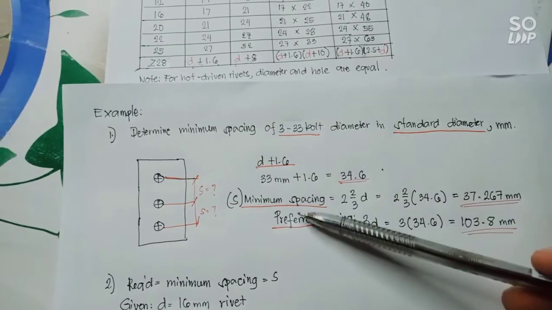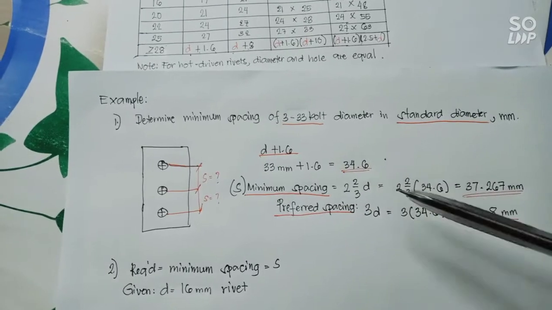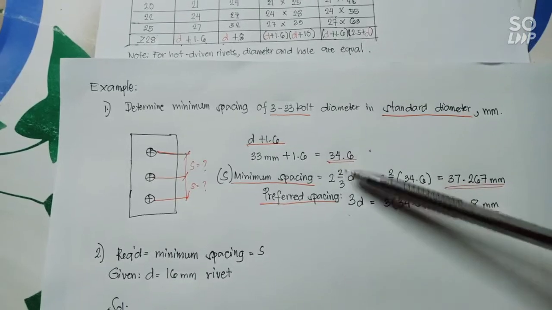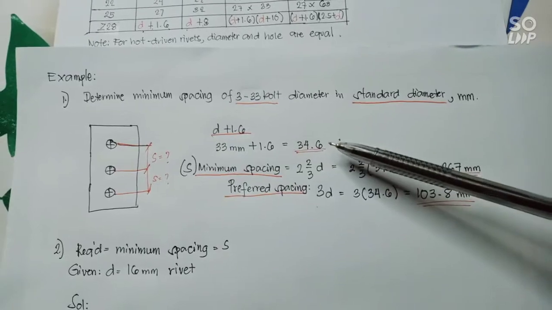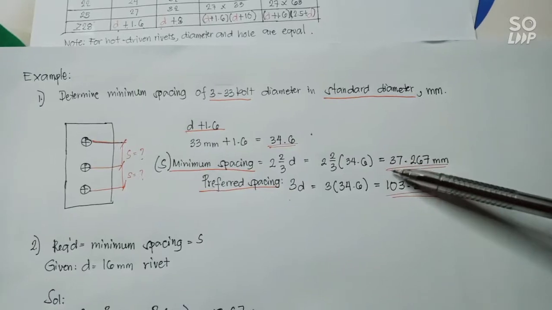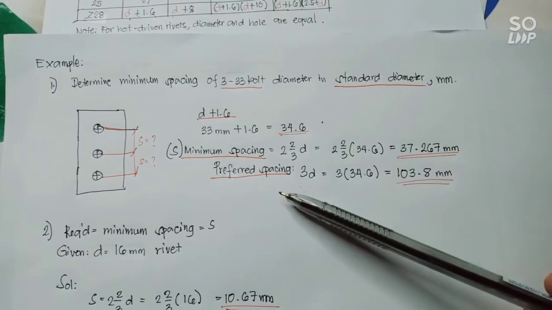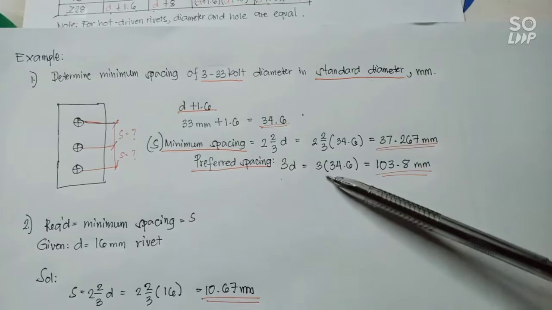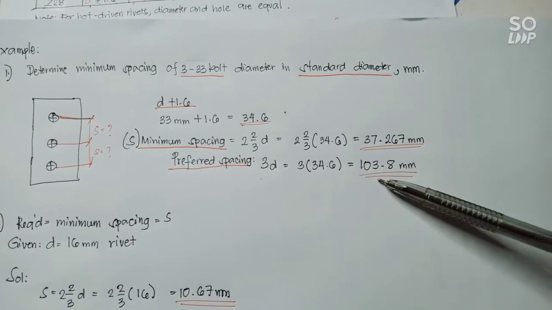To find the minimum spacing, we use the formula that the spacing should not be less than 2 2/3 times the diameter. Substituting the 34.6 into the 2 2/3, it equals 37.267 millimeters. And the preferred spacing, 3D: 3 times 34.6 equals 103.8 millimeters.